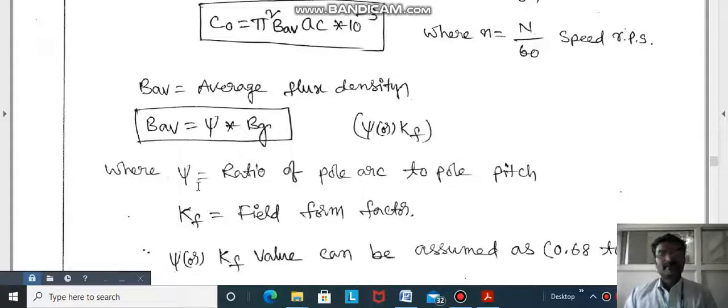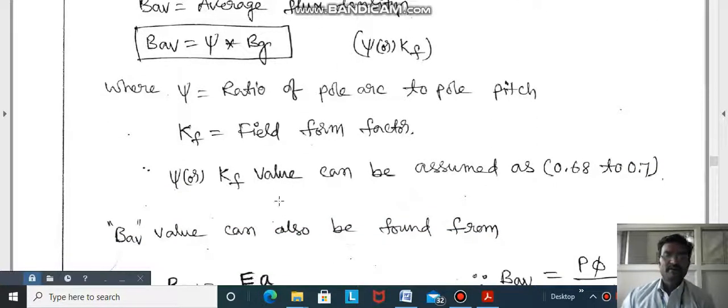For every problem, they will usually give the value of psi. Normally, the default value of psi will be 0.66. If they have not given the value of psi, we should consider it as 0.66. KF is the field form factor. Psi or KF can be assumed as 0.66 or 0.67, or 0.68 to 0.7.